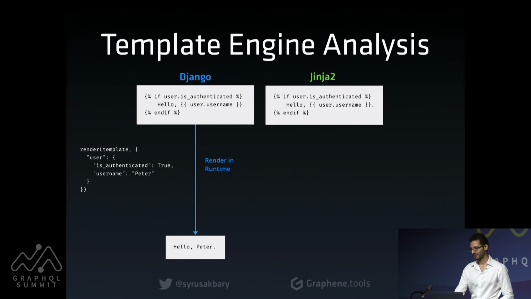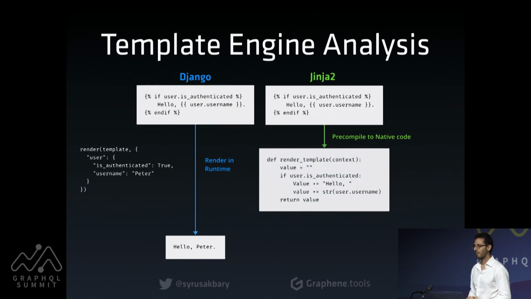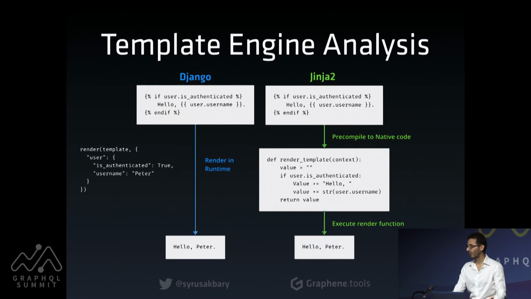But what is the difference? Jinja 2 precompiles this code to pure native code, in this case in Python. So it will create a Python function that takes a context variable and returns a string. Once you generate this code, the only thing you need to do is run this function, which is pure Python. It runs in the Python engine, so it's as fast as it can be in Python. Both Django and Jinja have exactly the same results, but Jinja is 20 times faster.